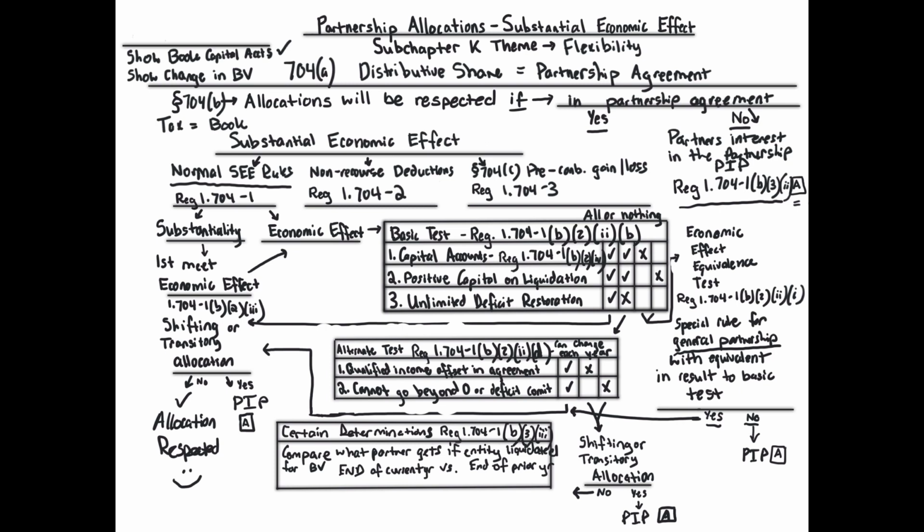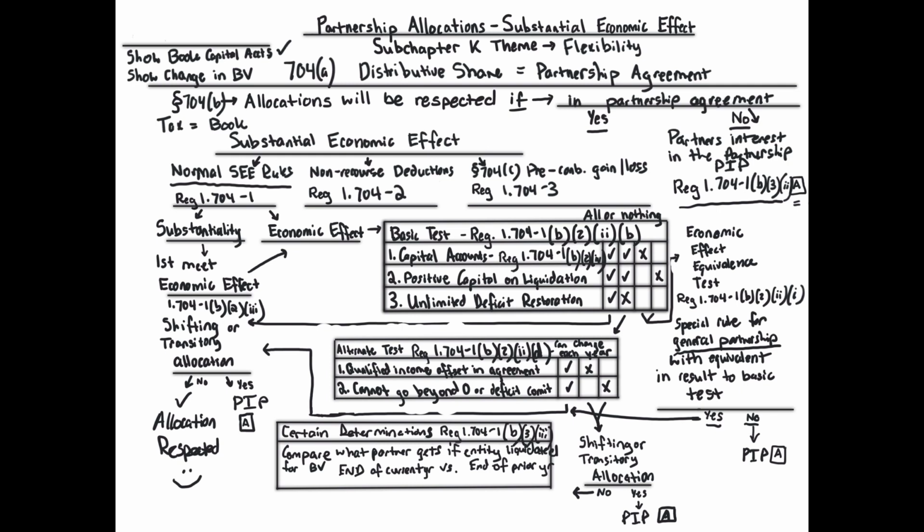So first thing, again, remember subchapter K, the overarching theme is flexibility. We want to be able to allocate whatever the partners agree to economically. We want to follow the economics. That's why tax equals book. Tax must follow book. And that's what substantial economic effect is all about. So section 704, we find that high-arching theme. 704(b) says allocations will be respected if it's in the partnership agreement and it has substantial economic effect.